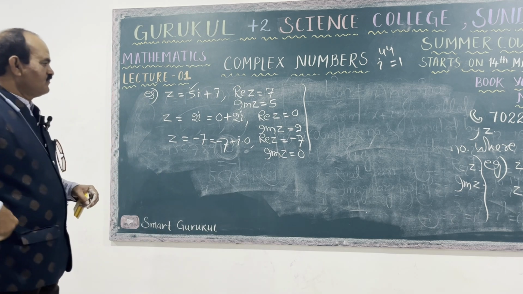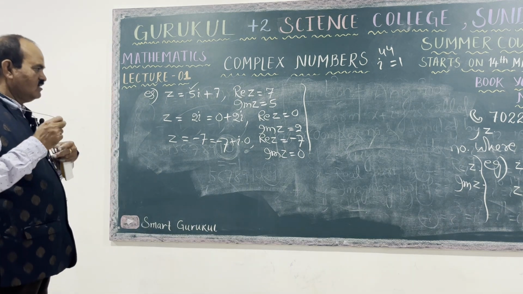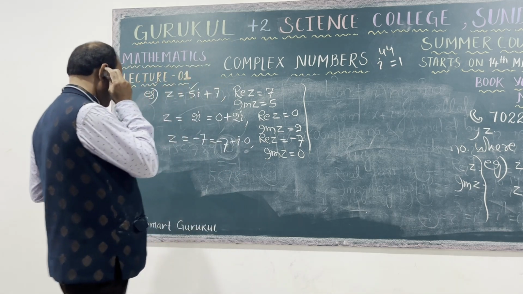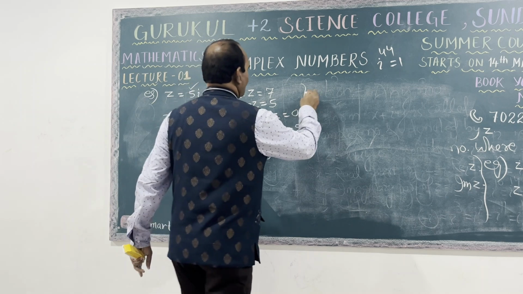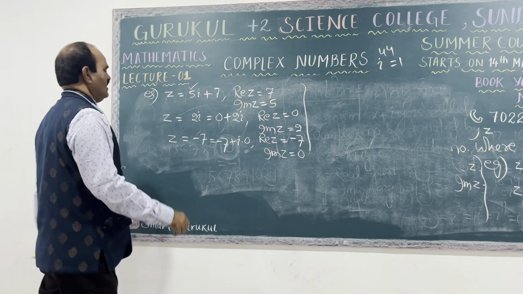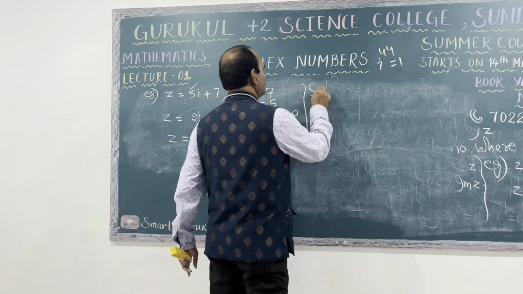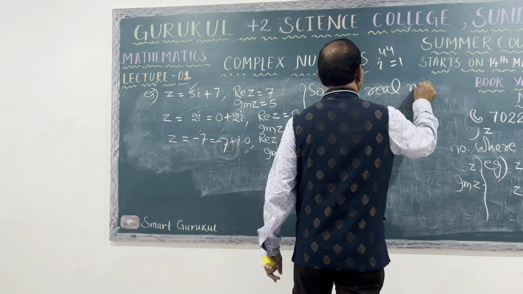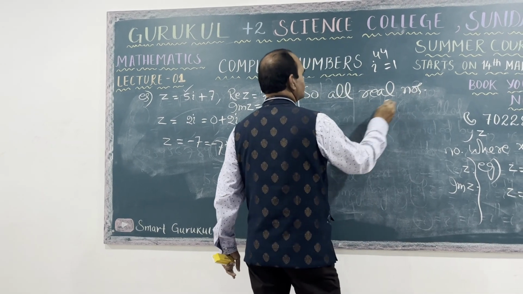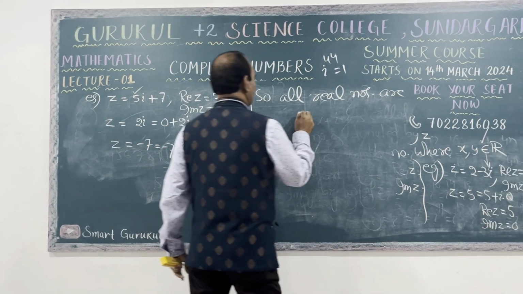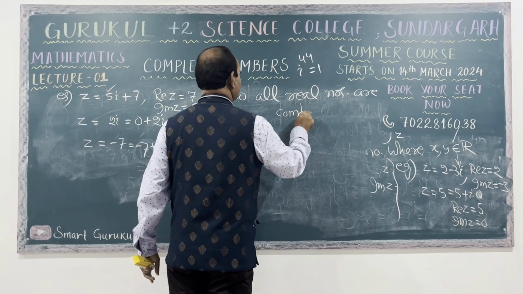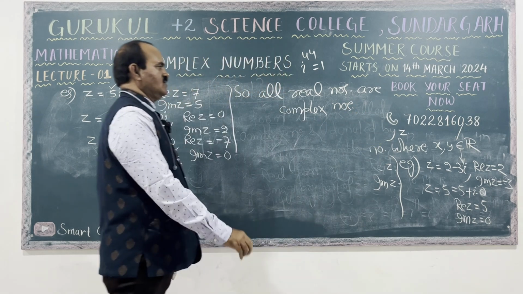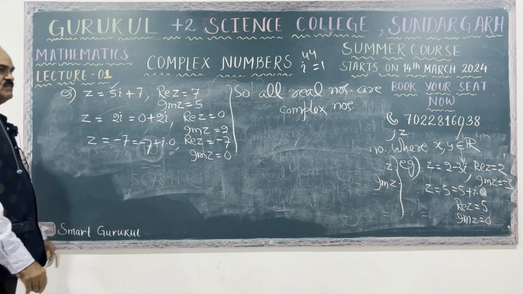Now come to the next thing. From this figure we observe that all real numbers are complex numbers, because all real numbers can be written in the form of x plus iy, but all complex numbers are not real.